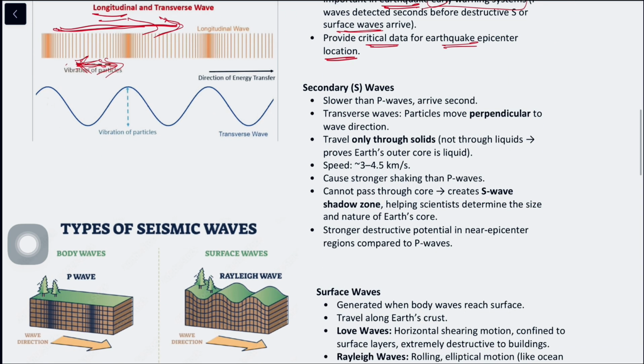Okay, so next we will understand the concept of secondary waves. So what are secondary waves? Now we will understand the concept of secondary waves, which are actually slower than the P waves and arrive at the earth surface after the arrival of P waves. That's why they are called the secondary waves.